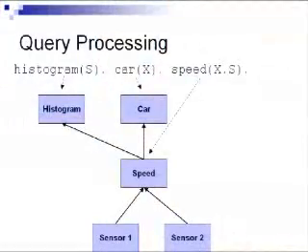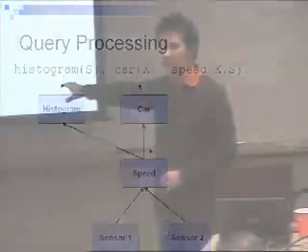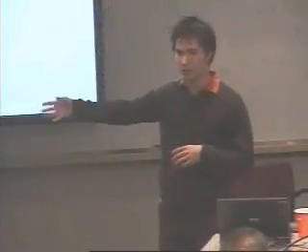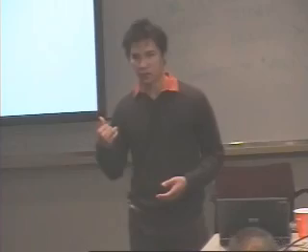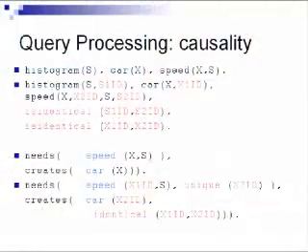So what we really want, and what the user is querying for, is this graph here, where they have a single speed service, and that speed service is somehow causally related to the car service and the histogram service. And the problem is, if we were to just simply naively run this query in Prolog, it would not necessarily give us this.